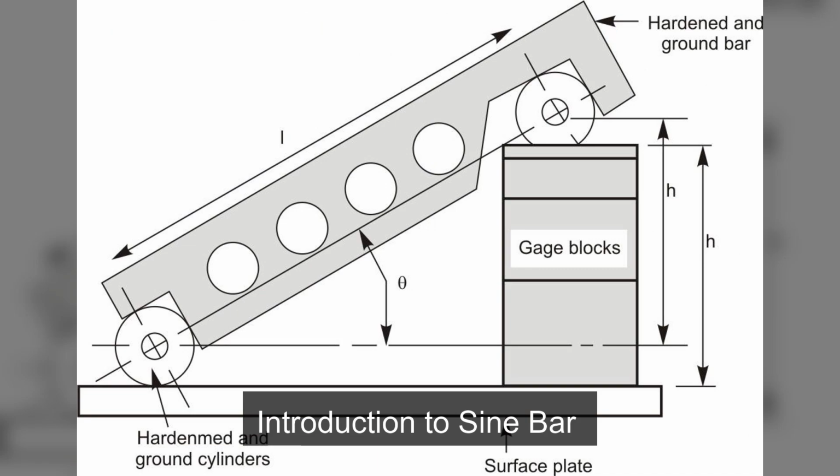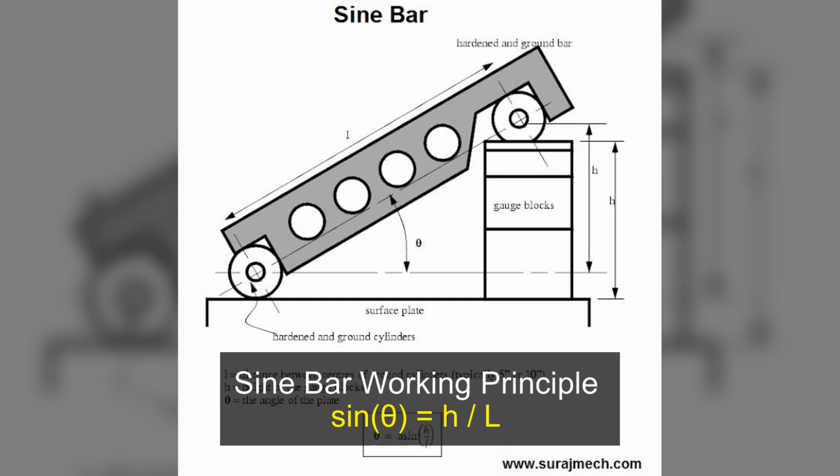For very accurate angle measurement, engineers use a sine bar along with slip gauges. It works on the principle of a right-angled triangle. Sin theta equals the height of slip gauges divided by the distance between rollers.